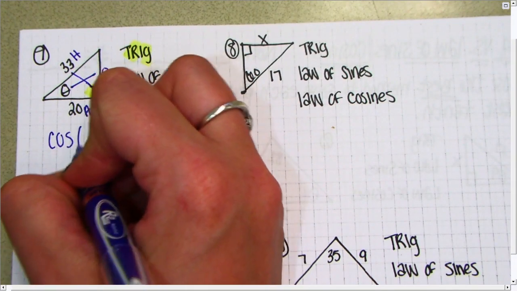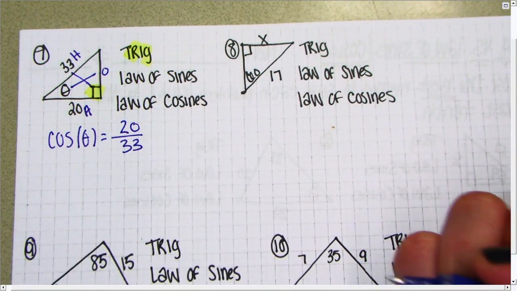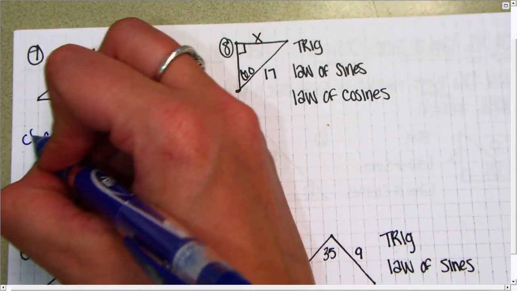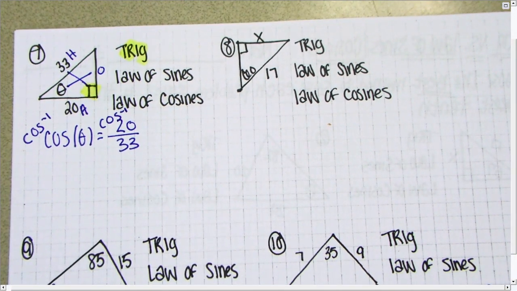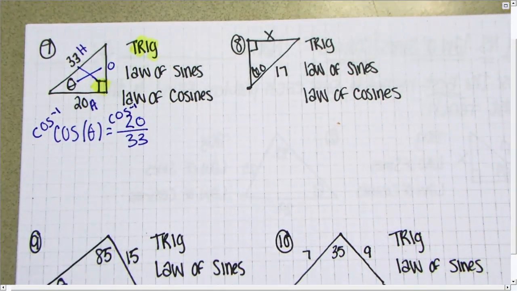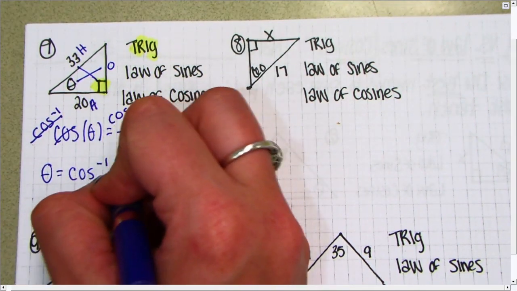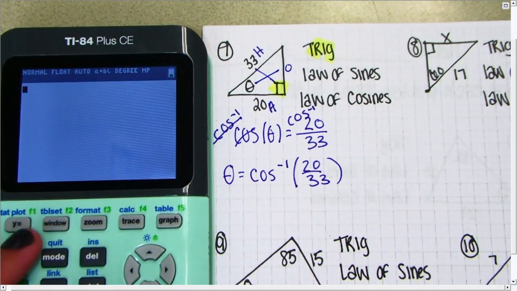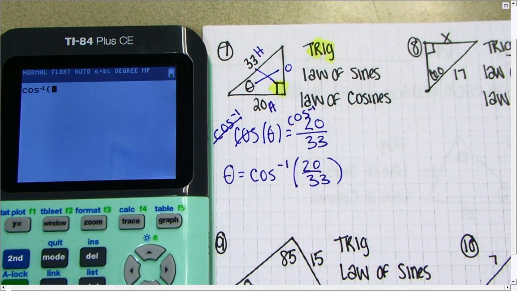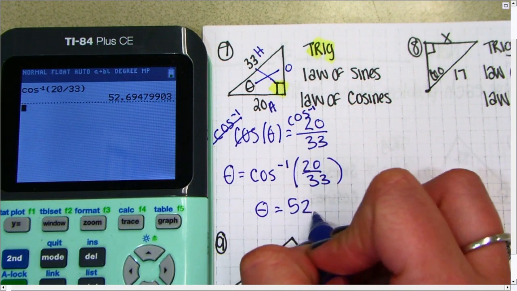So cosine of theta equals adjacent 20 over hypotenuse 33. I'm going to use cosine to the negative 1 on this problem because anytime I'm isolating an angle, I use the negative 1. These end up canceling, and I have theta equals cosine to the negative 1 of 20 over 33. In my calculator, I'm going to press second cosine to pull up the negative 1. 20 divided by 33 gives me an answer of theta being 52.7.